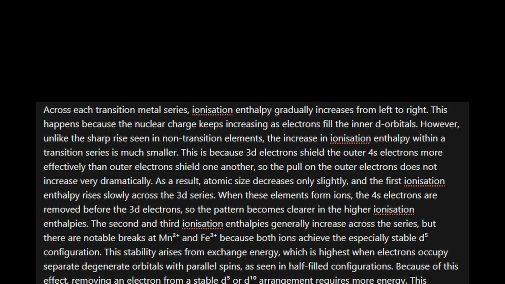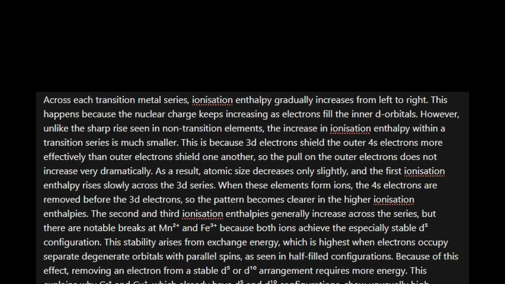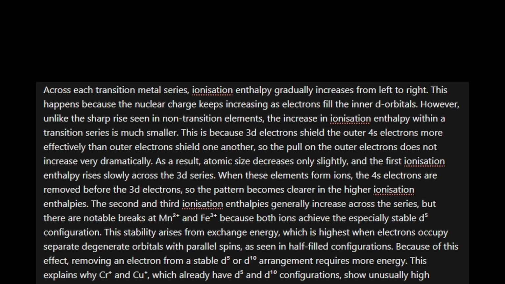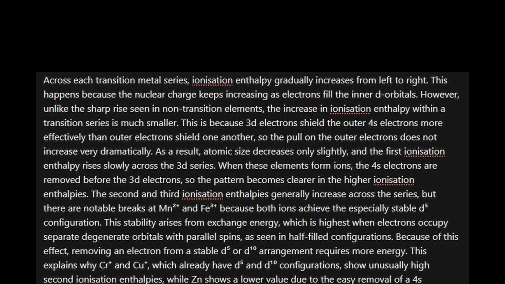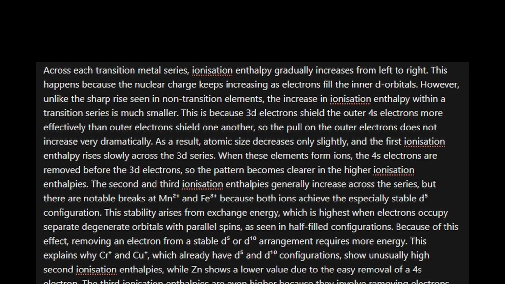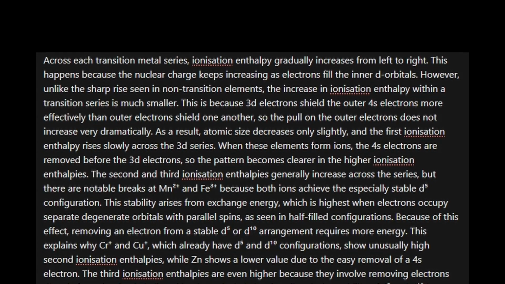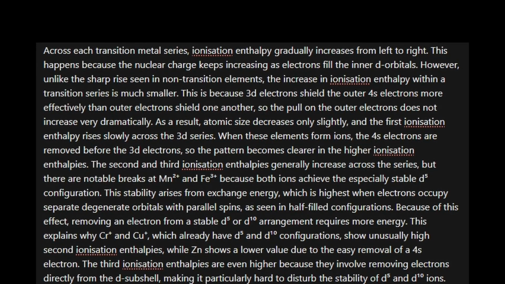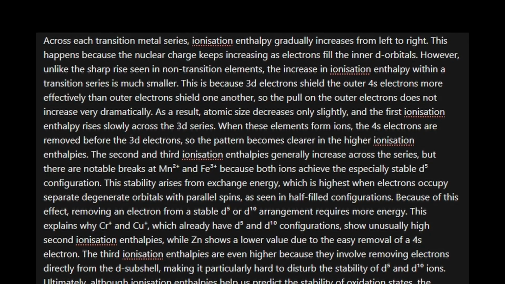When these elements form ions, the 4s electrons are removed before the 3d electrons, so the pattern becomes clearer in the higher ionization enthalpies. The second and third ionization enthalpies generally increase across the series, but there are notable breaks at Mn2+ and Fe3+, because both ions achieve the especially stable d5 configuration.